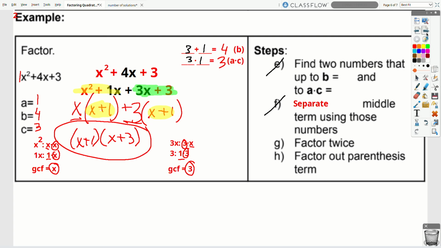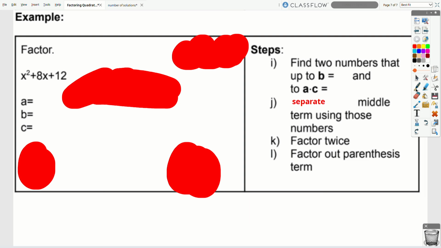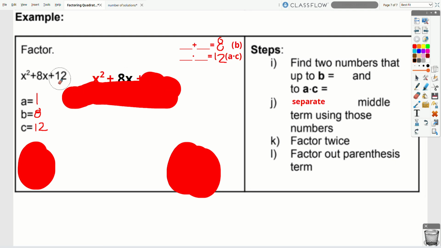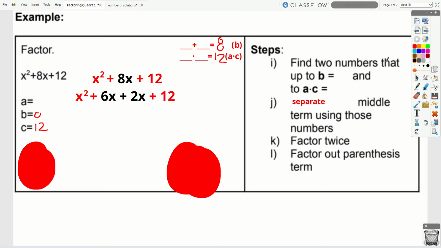Let's try one more. We want to find two numbers that add up to b and multiply to a times c. So a is 1, b is 8, c is 12. We want two numbers that add up to 8, the middle number, and multiply to 1 times 12, which is 12. These two numbers are going to be 6 and 2, because 6 plus 2 is 8 and 6 multiplied by 2 is 12.